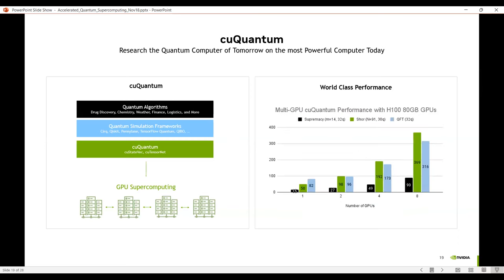Here I'm showing the multi-GPU performance. If we run the same code, like Supremacy, Shor, QFT, these are well popular. I would say these are kernels used in many codes, like QFT being used for the HHL algorithm and so on. So here we ran them on CPU, and the relative performance is shown for each code. If CPU time is one, how much faster they are. If you see on 8 GPUs, we are going 370 times faster for Shor's algorithm, and for QFT around 300 times faster.